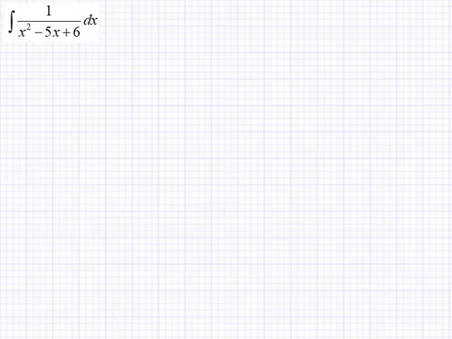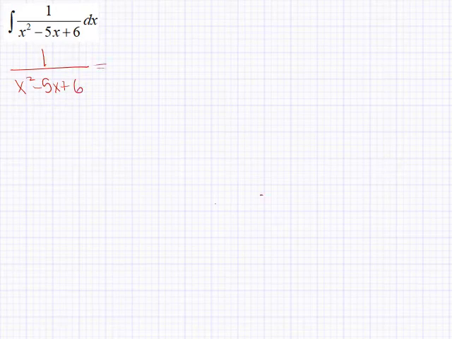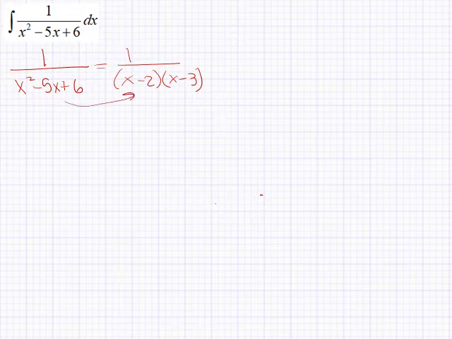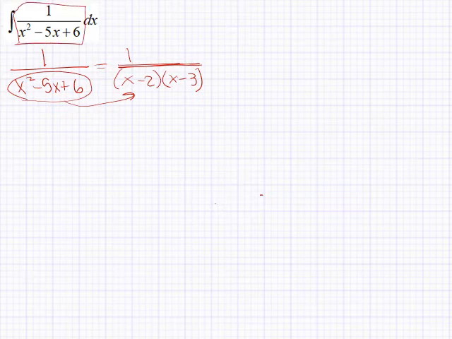So here's that original integral we were talking about. So let's look at the fraction 1 over x squared minus 5x plus 6. This fraction could be written as 1 over x minus 2 times x minus 3. And the fact that the denominator can be factored is the reason why partial fraction decomposition will work. So you need to be able to factor your denominator as much as possible. Don't just factor it a little bit, factor it completely.